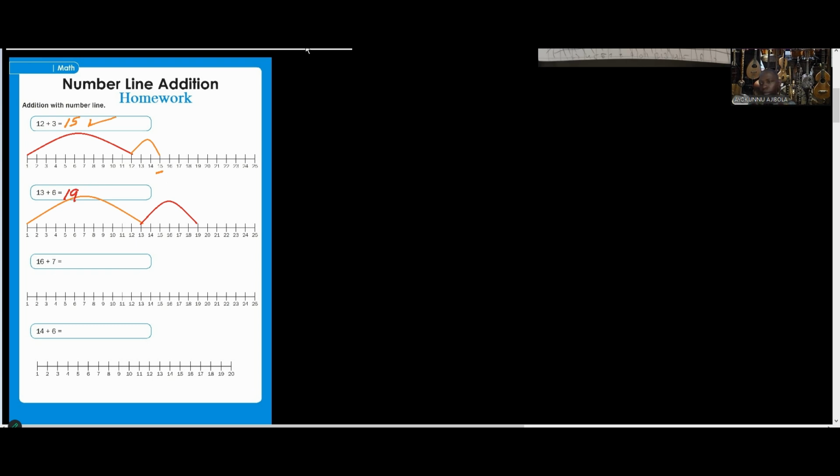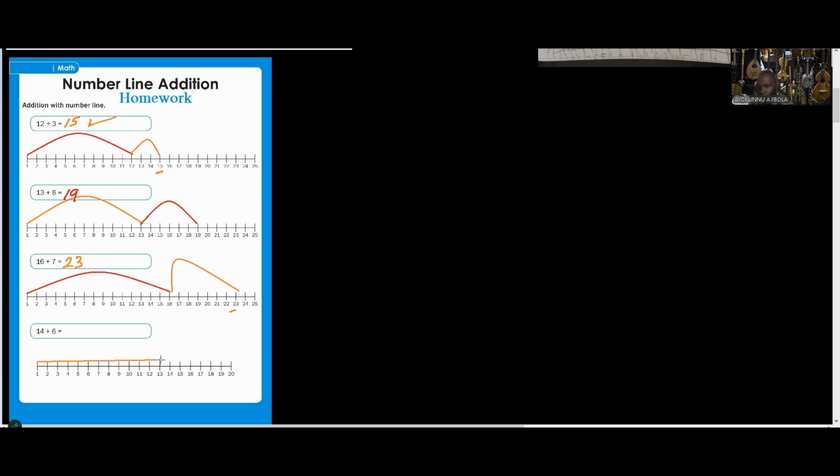And the next one goes 16 and 7. So we have from 1 all the way through 16. Then we have 7. So 1, 2, 3, 4, 5, 6, 7. So we land on 23 and in our answer box, we put 23.